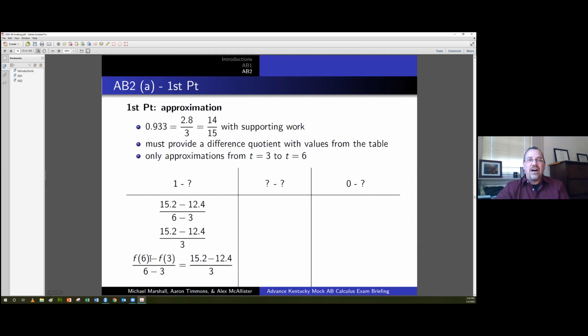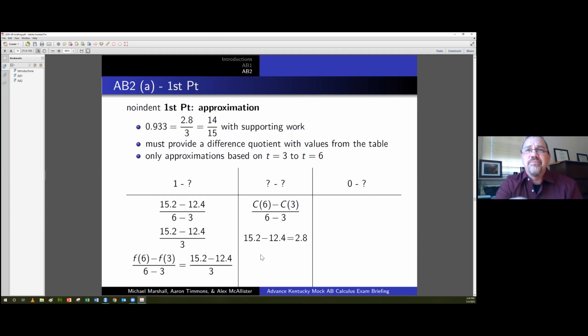Some students might introduce this f as their function. At this point, and we'll talk more about this in a minute, this might be something that's more formulaic. But we really need to see work in context. The whole values from the table piece, this is a place where that's relevant, having the rest of that fraction. I need to see some work with it.